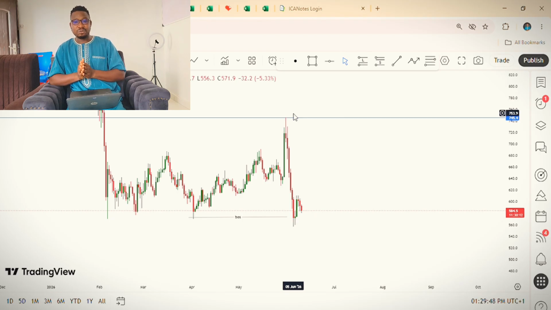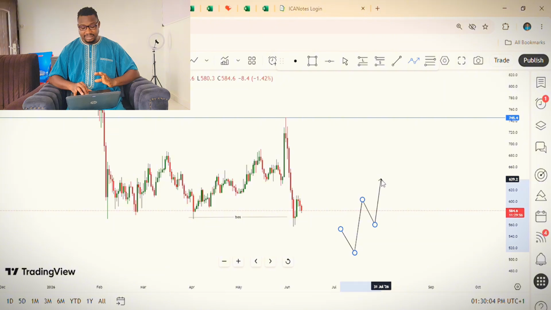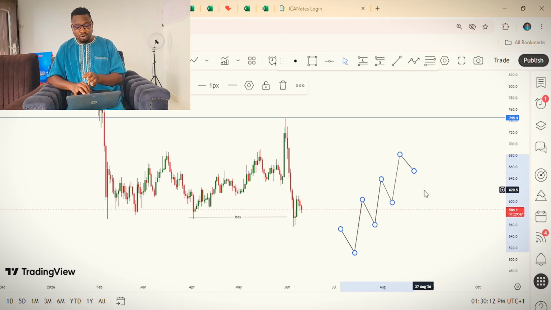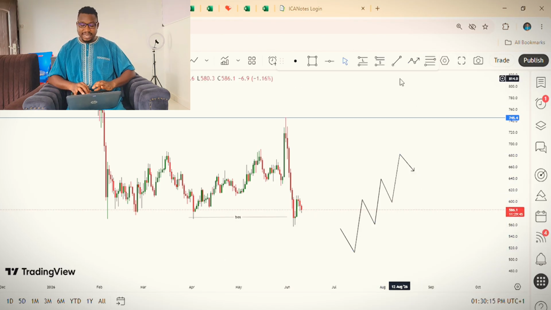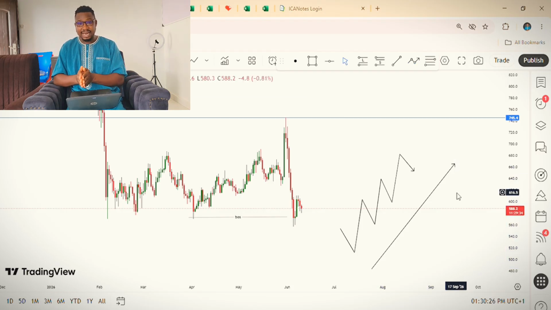This is where we want to start marking out our market structure. I told you guys that market structure has to do with a move like this. You see the market move down, create a higher high, go down again, create another higher high, go down again, create another higher high. Now this movement is what we call Elliott wave or market structure movement. The market cannot just move in a straight path like this. No, it doesn't happen.